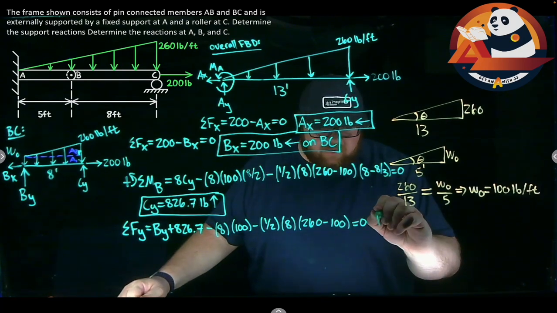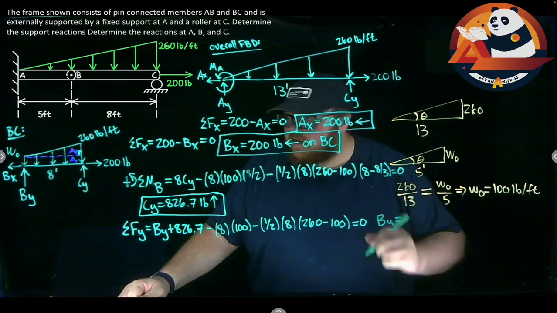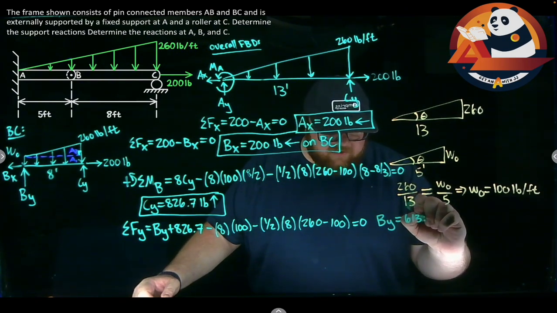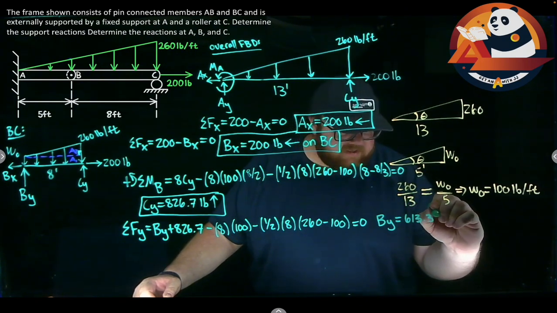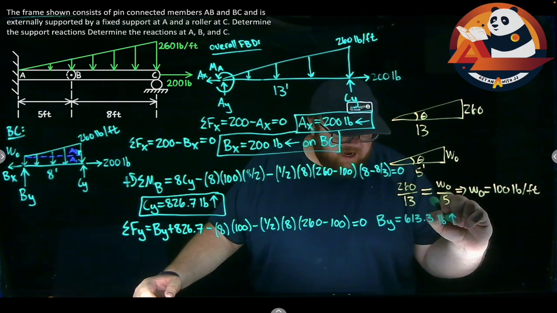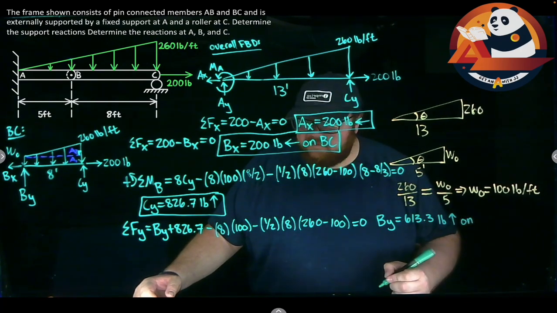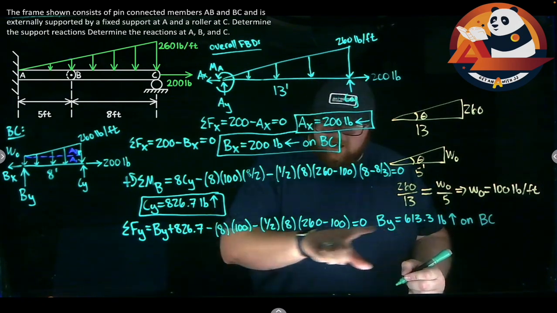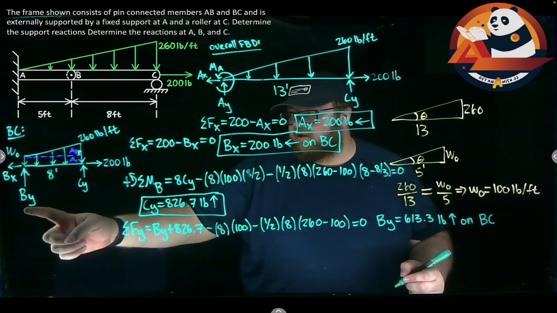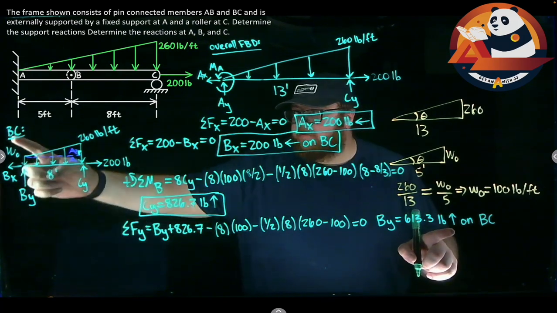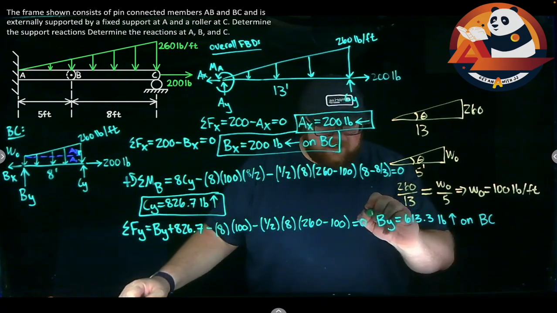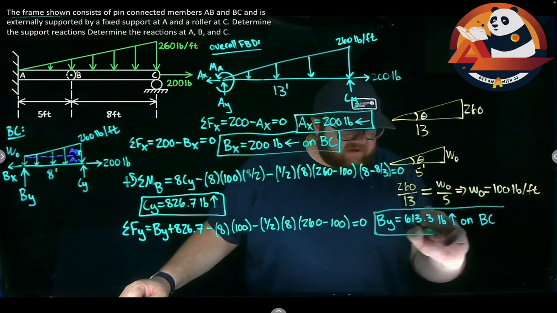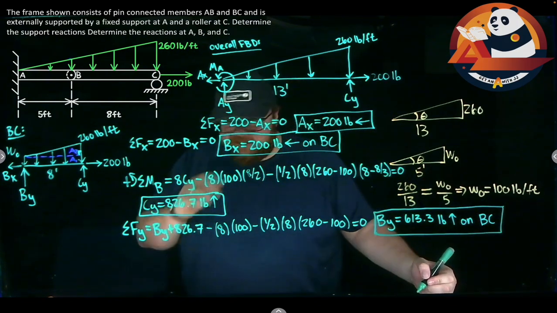If I solve for BY here, I'm going to get a positive, so I guessed the right direction here, that BY is equal to 613.3 pounds. We're going up on, remember, BC. On BC. I got a positive number out for this, so I guessed the right direction of my free body diagram. It's going up when we're looking at free body diagram BC. Getting that magnitude, direction, and on a specific member for our internal connections.